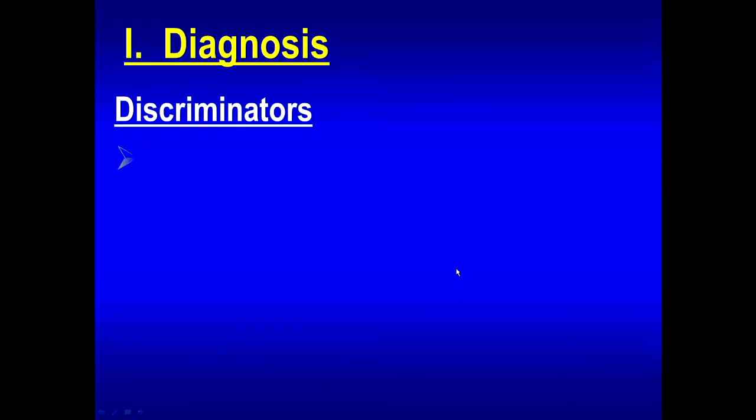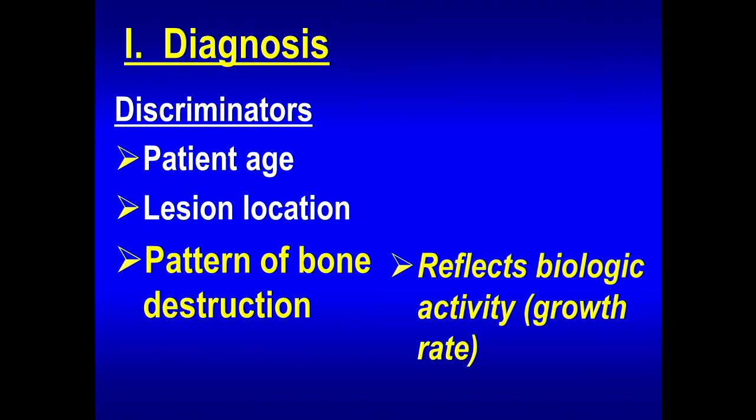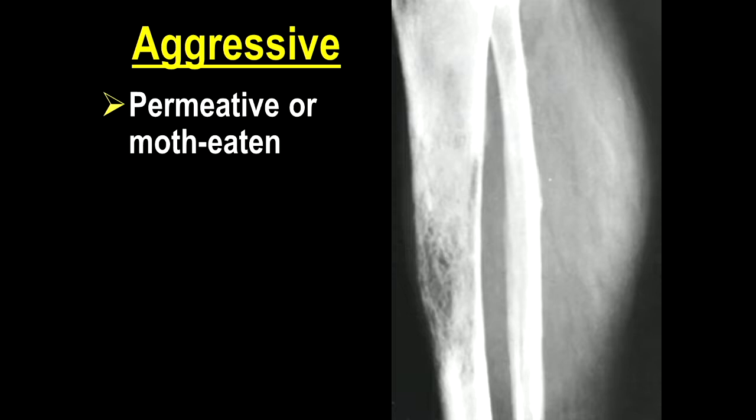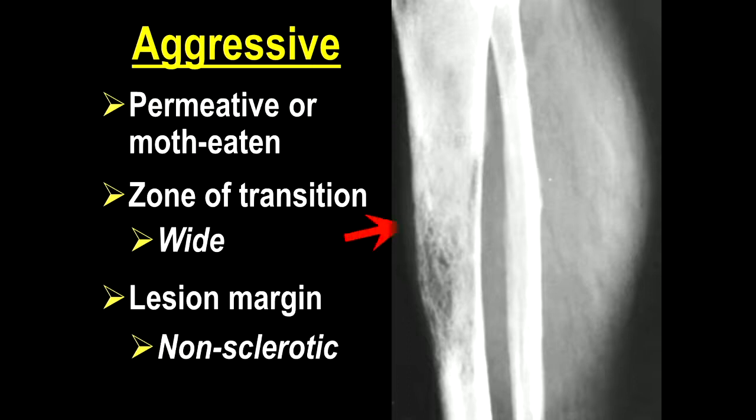So patient age, lesion location. What about the pattern of bone destruction? Well, this is important because it reflects the biologic activity or growth rate of a lesion. So we talk about a lesion looking aggressive if it has a permeative or moth-eaten pattern of bone destruction, with a zone of transition that is wide and a lesion margin that is non-sclerotic, as in this case of a patient with lymphoma.